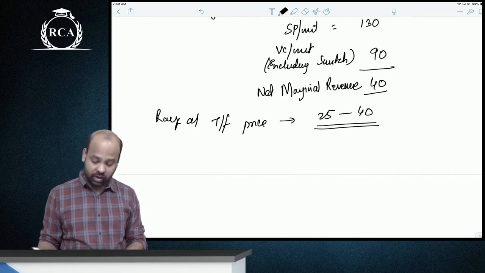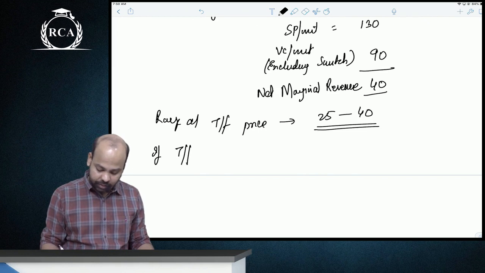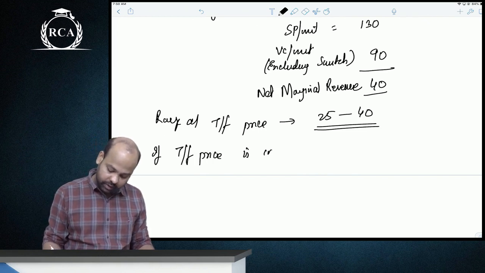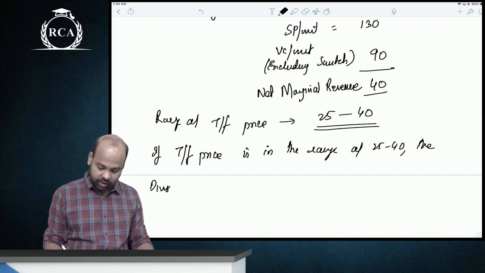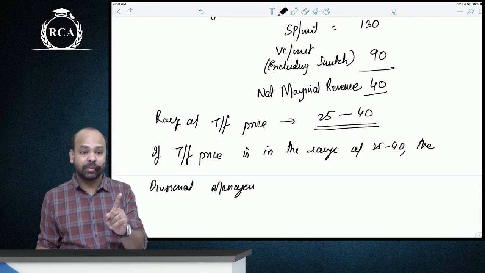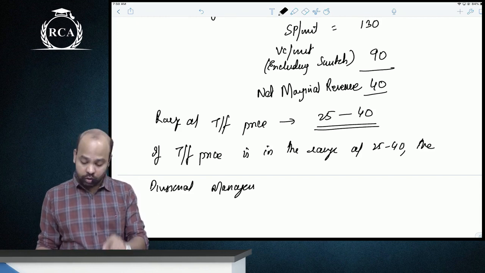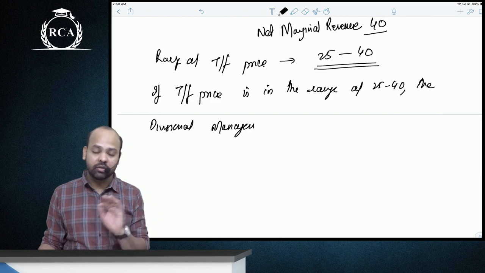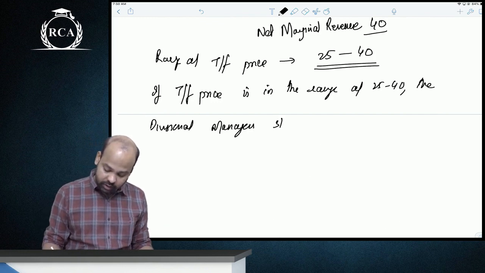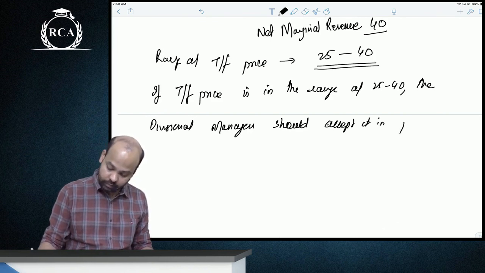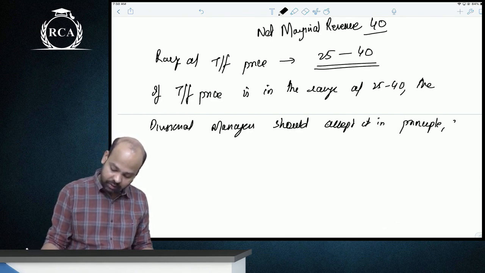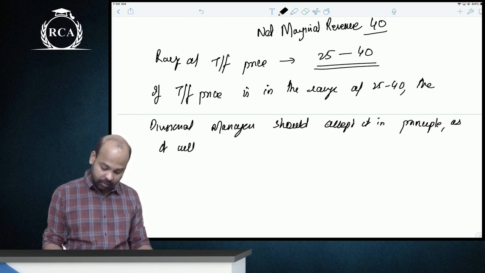So if the actual transfer price is in the range of 25 to 40, the divisional managers should accept it in principle as a decision, beta. मतलब वो चुपचाप accept कर लो, अभी तुम्हारा मुंह नहीं खोलोगे तुम लोग. You will not open your mouth. This will be the final answer, that this will be the final transfer price. Divisional managers should accept it in principle, as it will result in optimum decision making.